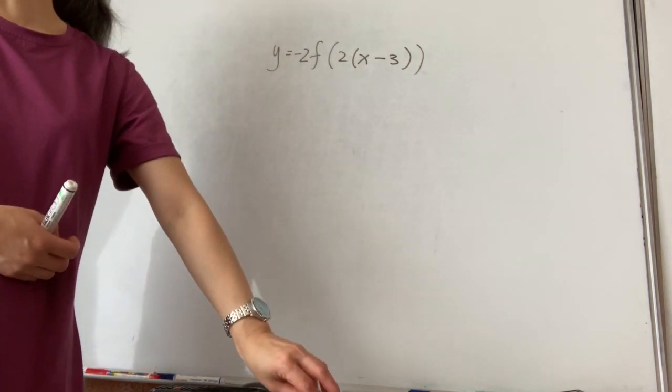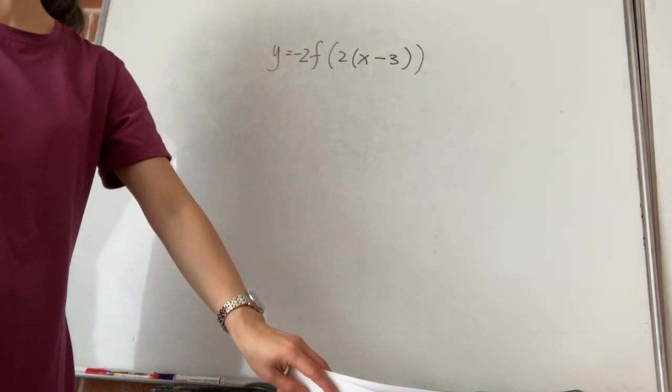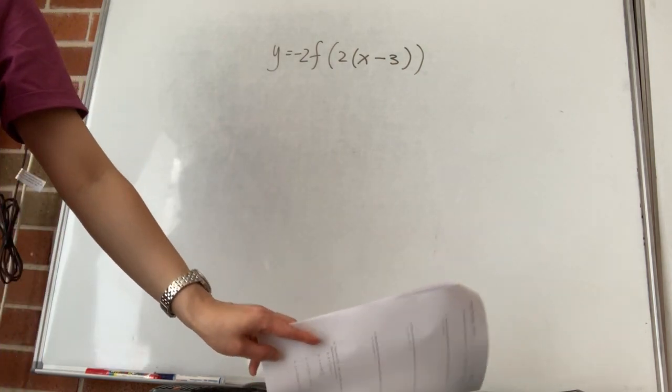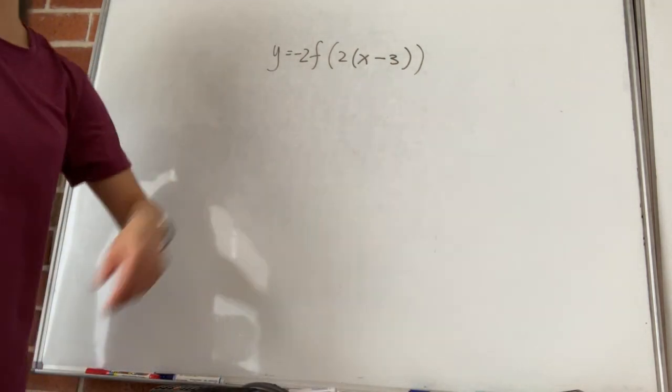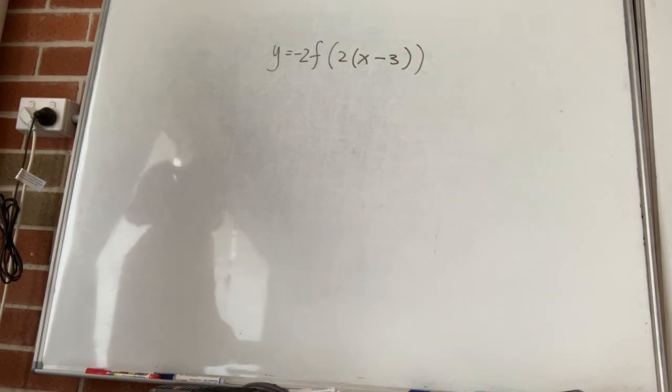Alright? Not that bad, as long as you break it down into the x and the y. So g(x) is equal to negative 2x. Yes. There's your g(x).